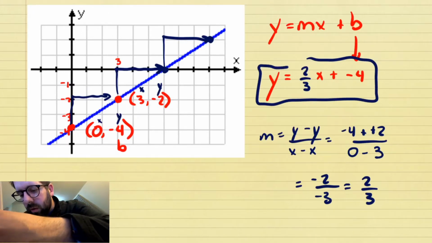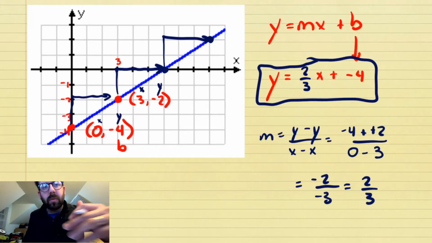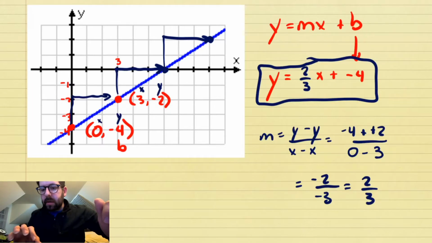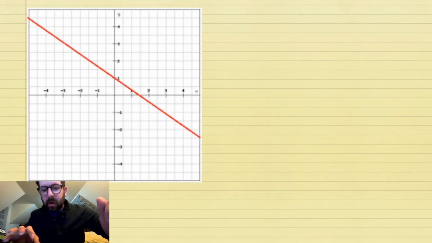This, again, is the goal. This is what we're trying to come up with. That's slope-intercept form. It's an equation for data that you're given. All right, the last problem here, number 3.